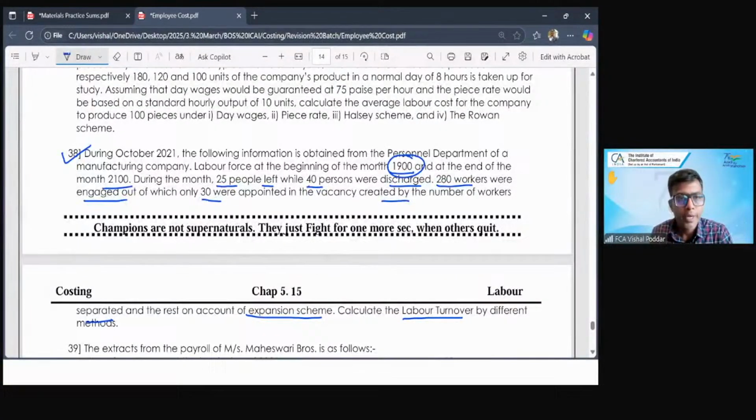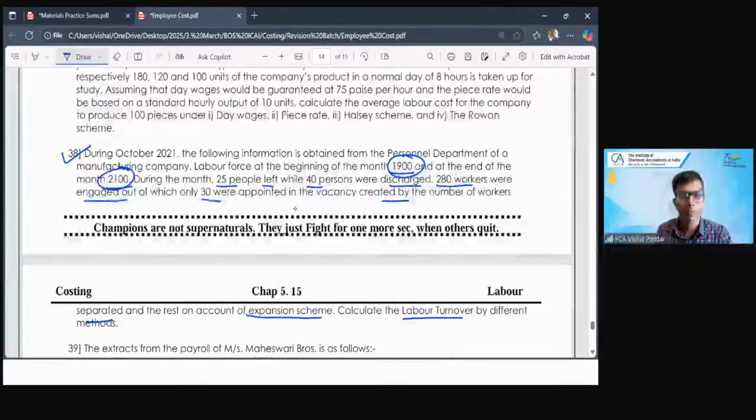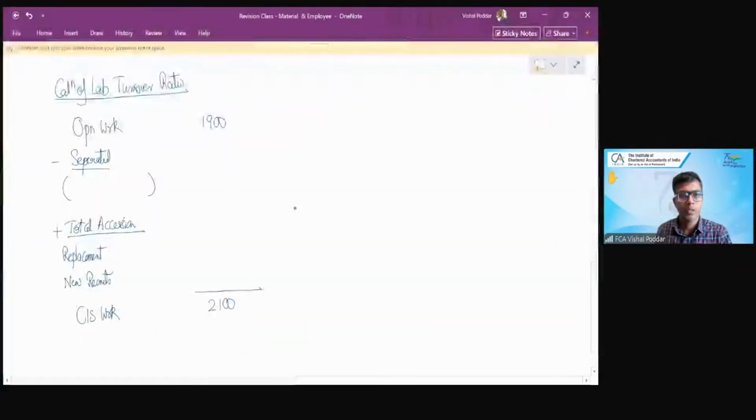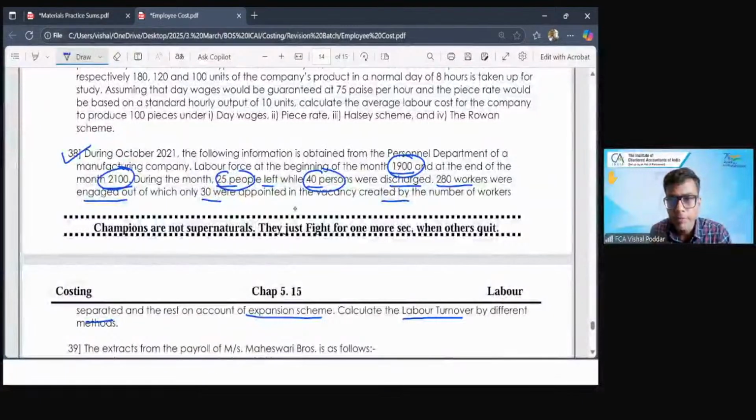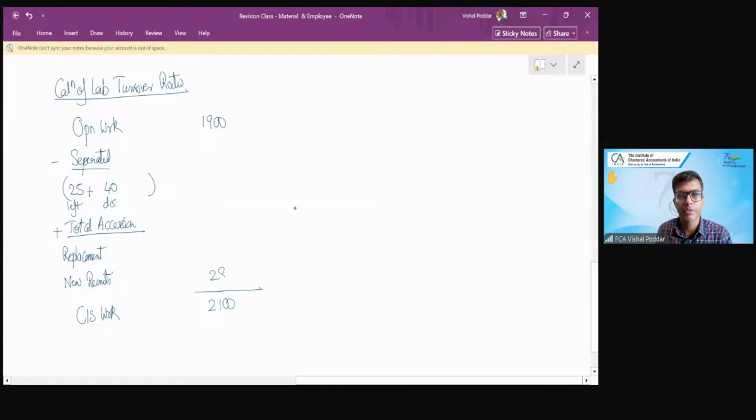So opening is given as 1900, closing is given as 2100. Now during the period, 25 left, 40 discharged, correct? So 25 left, 40 discharged. I don't know whether there will be some missing values. I'm just not concluding. Then total 280 workers were engaged. So total people hired is 280.